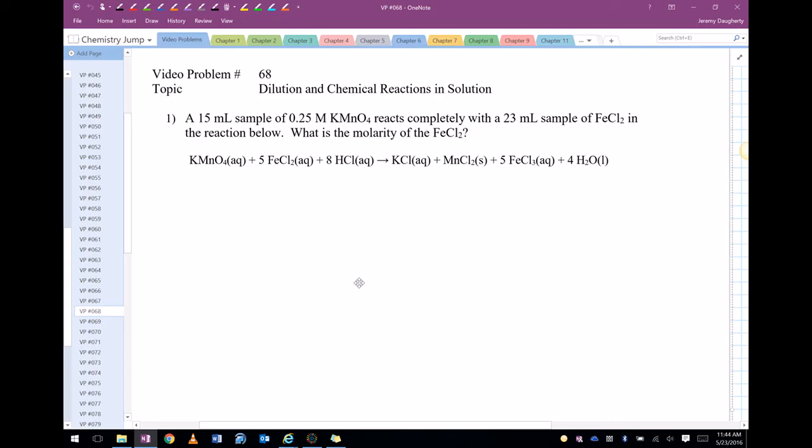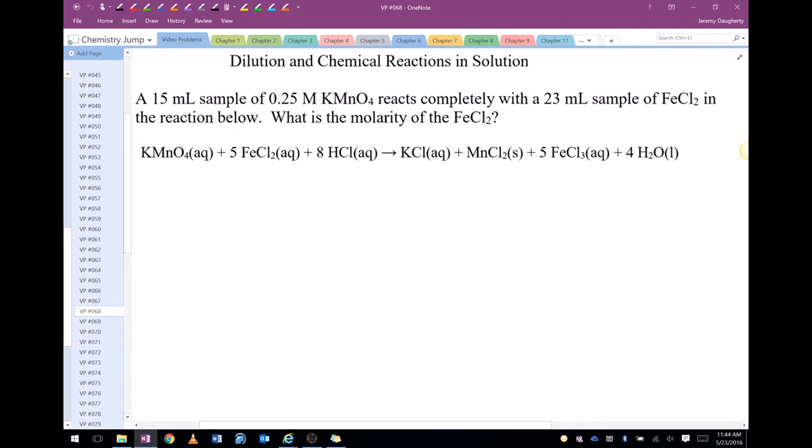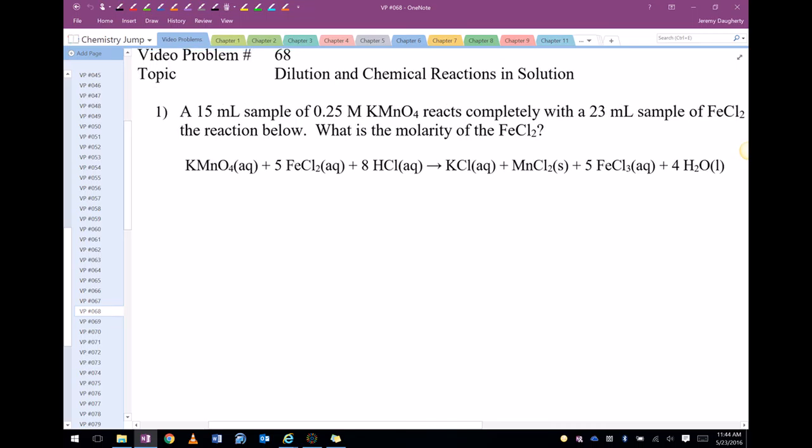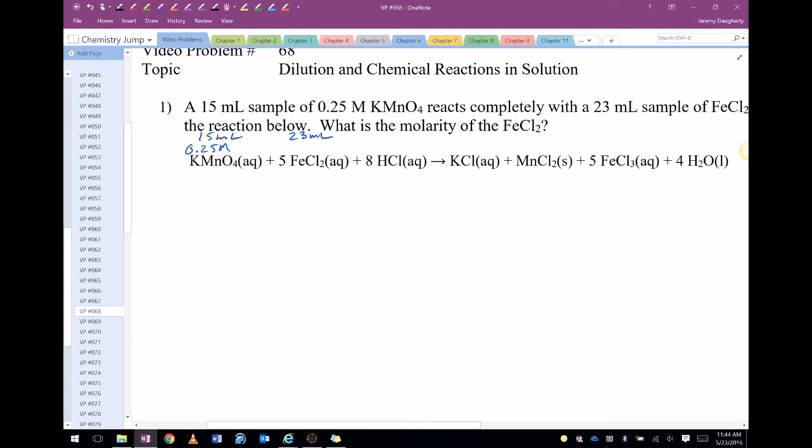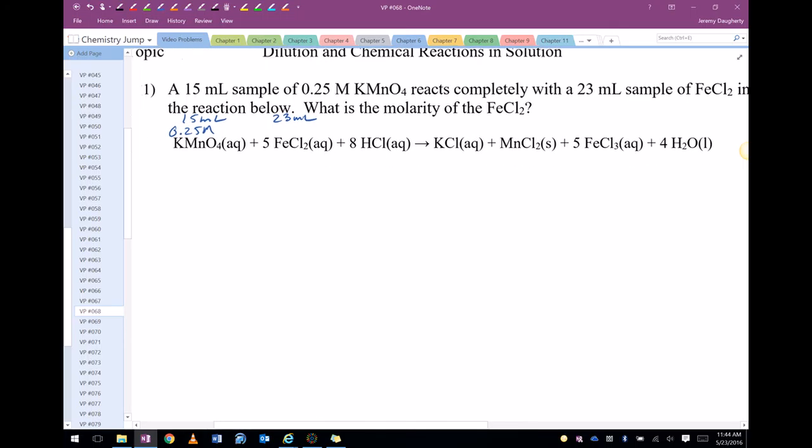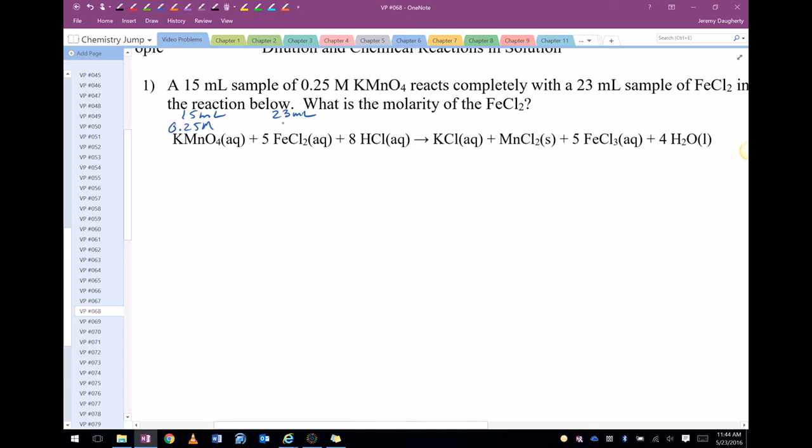So again, I always like to write anything that's not moles or grams above the reaction. So I've got 15 milliliters of 0.25 molar potassium permanganate. I'm using 23 milliliters of the iron 2 chloride, and it reacts completely. So in other words, all of this permanganate reacts with all of this chloride. Okay. I want to know what is the molarity of this.